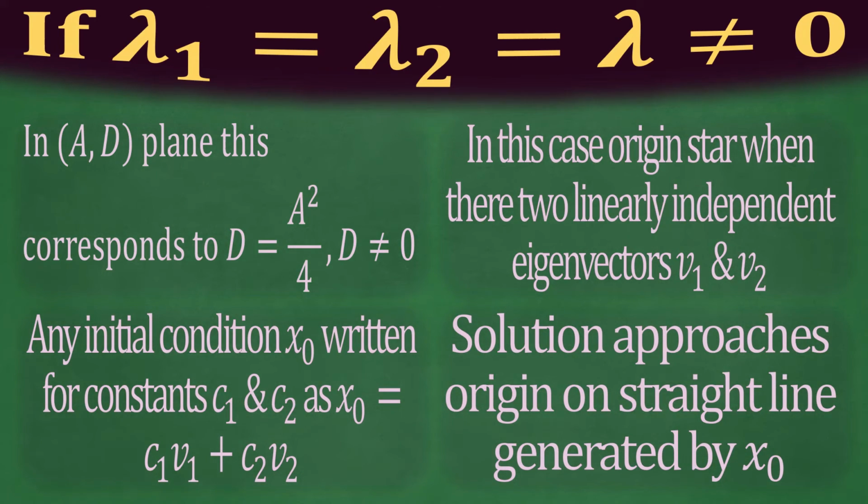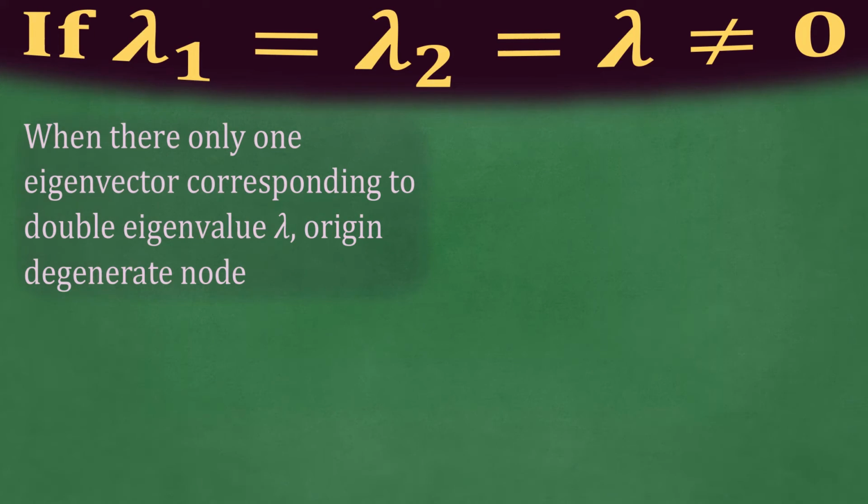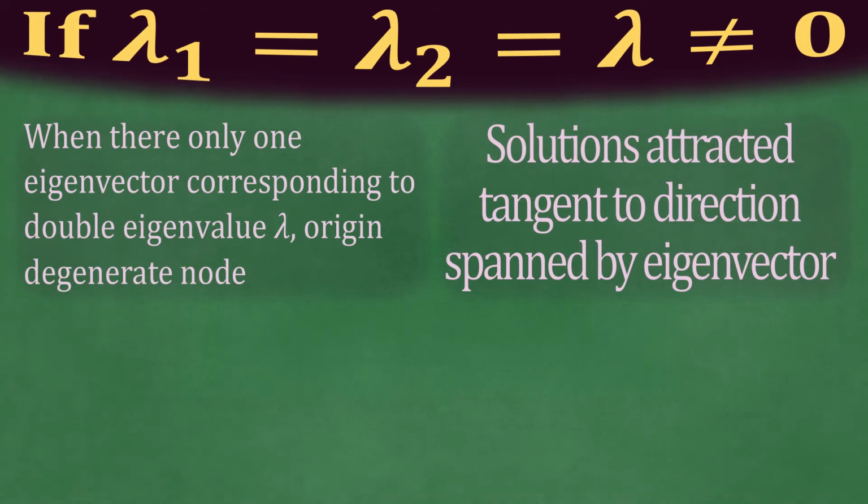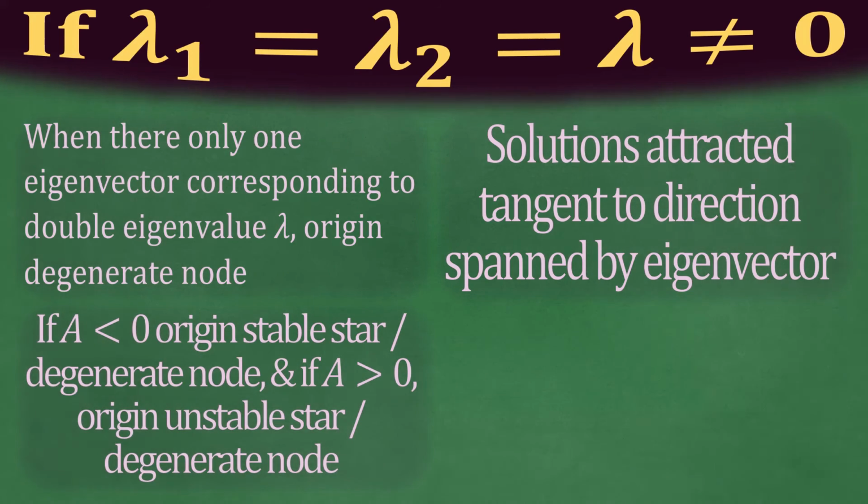When there is only one eigenvector corresponding to the double eigenvalue λ, the origin is a degenerate node, and solutions are attracted, or repelled depending on the sign of λ, tangent to the direction spanned by the eigenvector. If λ is negative, the origin is a stable star or degenerate node, and if λ is positive, the origin is an unstable star or degenerate node.